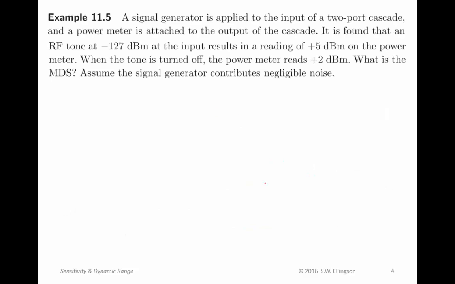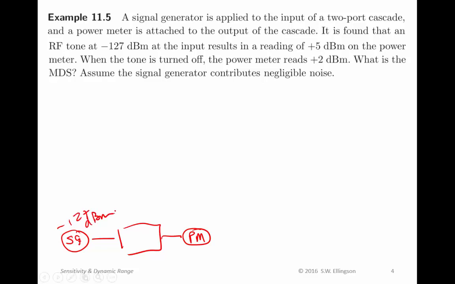So here's an example just to show you how it works. In this example, a signal generator is applied to the input of a two-port cascade, and a power meter is attached to the output of the cascade. So here's the scenario: signal generator, there's a two-port, and then there's a power meter. It's found that an RF tone at -127 dBm at the input results in a reading of +5 dBm at the output. And if the tone is turned off, then we end up with +2 dBm.